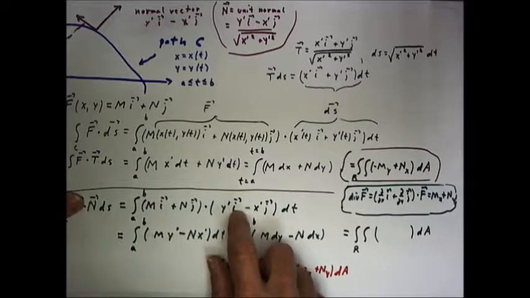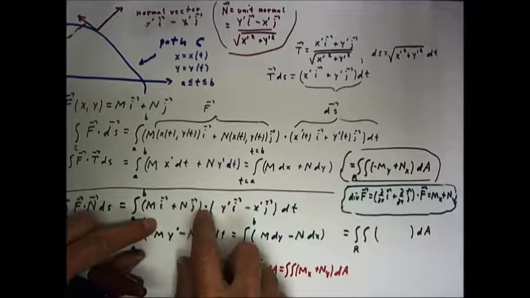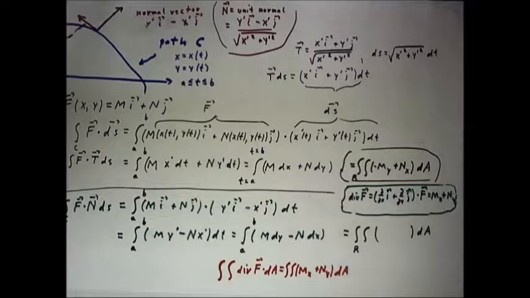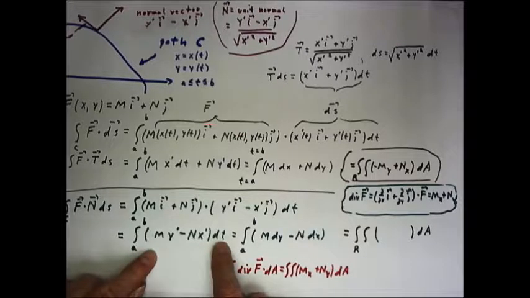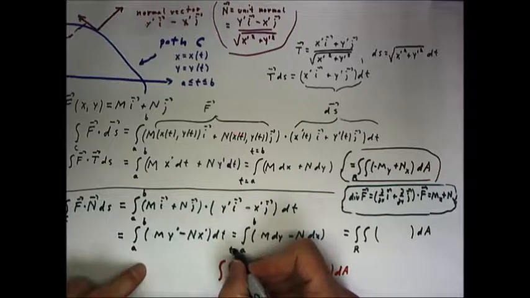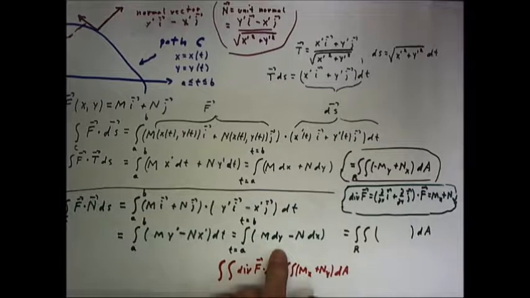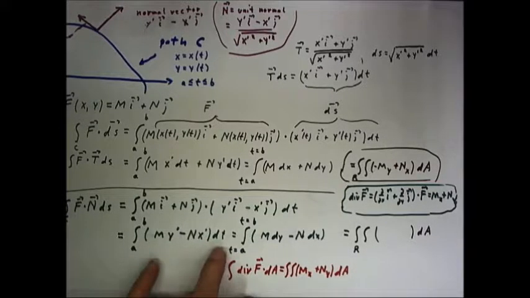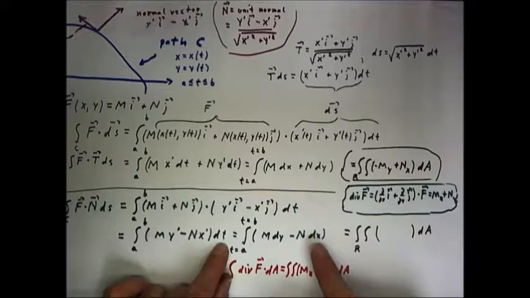Basically our normal vector times the dt, and then that's dotted with mi plus nj. And that dot product comes out my prime minus nx prime dt, which is going to be the integral. Now let's put our t dependence in there, again our dependence on the parameterization. And that then equals the integral of m dy minus n dx, since y prime dt is our dy and x prime dt is our dx.